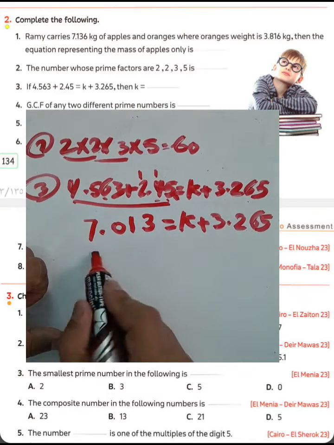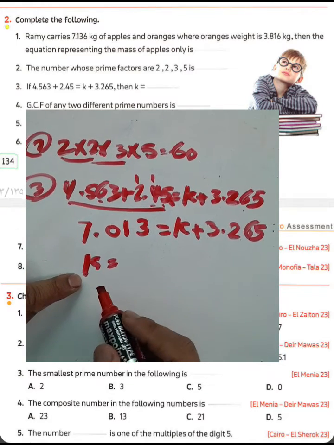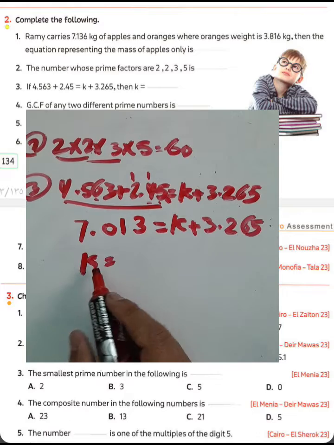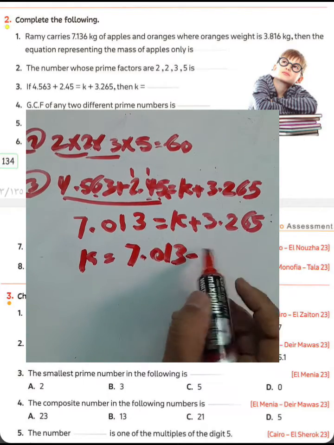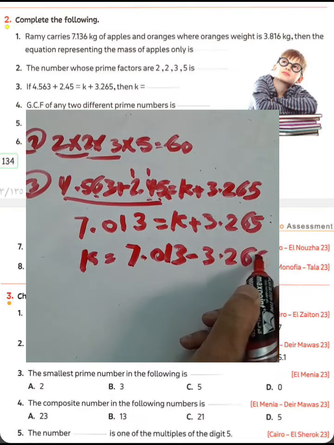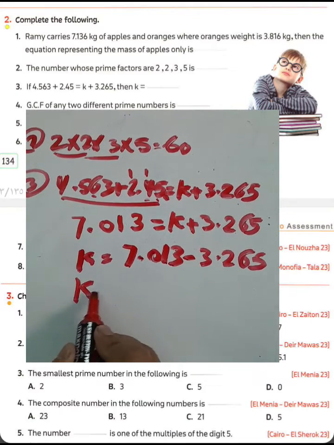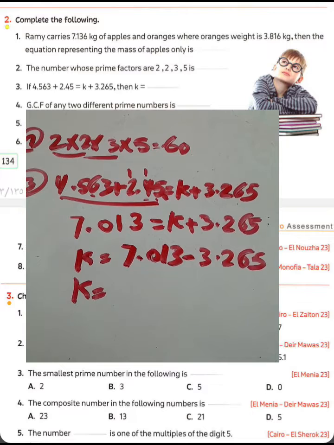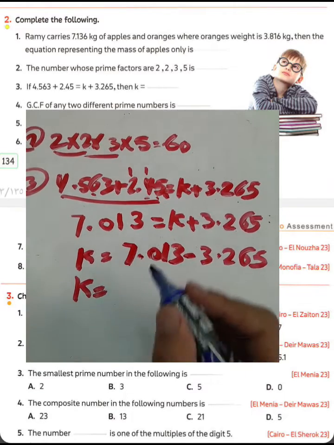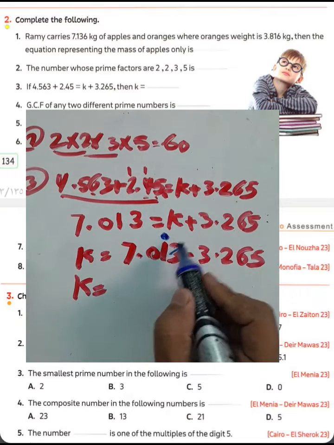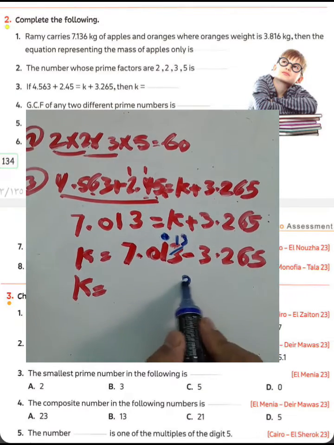Then you can find the unknown digits here about k. The unknown variable k equals the greatest number here, 7.013, subtract 3.265. Then k equals, we can find the difference here by borrowing 1. Borrow 1 here, the 0 will be 0 and 3 will be 13. 13 minus 5 equal 8.